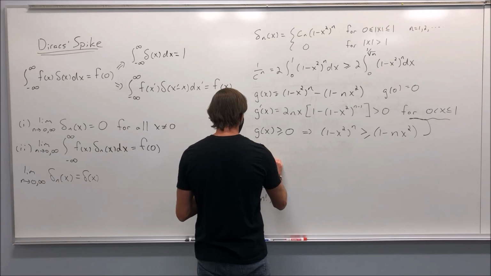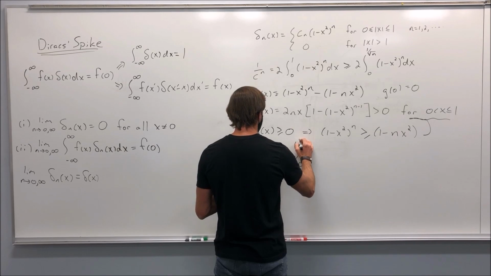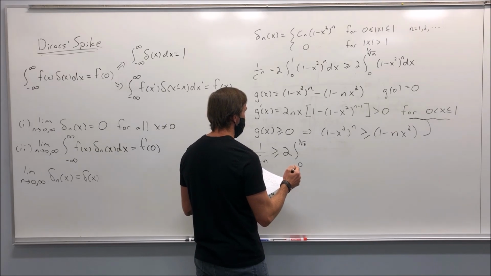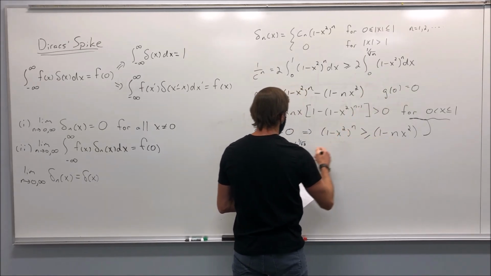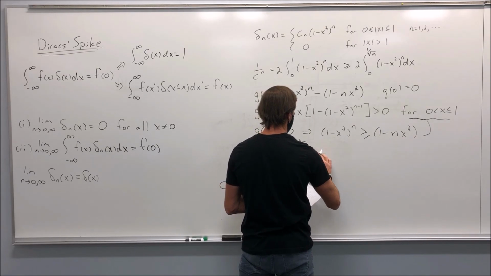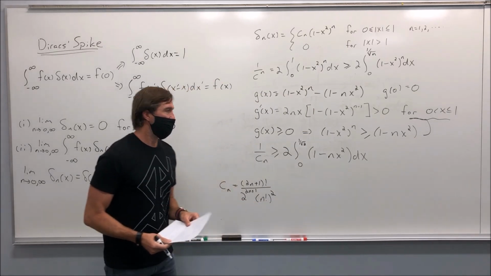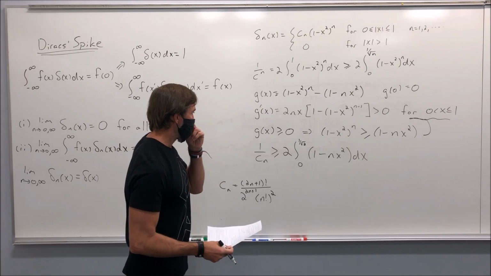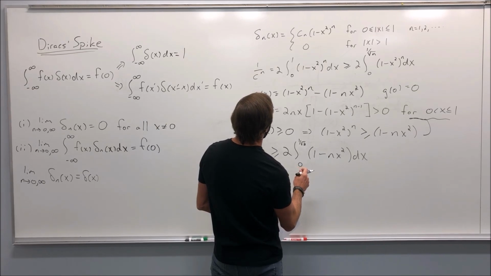Now let's return to 1 over Cn. This is greater than 2 times the integral from 0 to 1 over the square root of n. Oh, wait a minute. Hold on, it's bigger than this, but this is bigger than that. Oh, we can put this in there. Everybody agree? That's good. Should that be square root of n? Oh, sorry, yeah, square root of n.